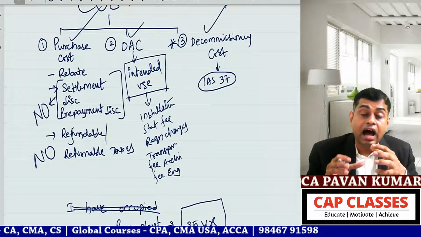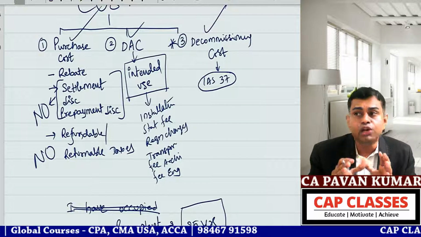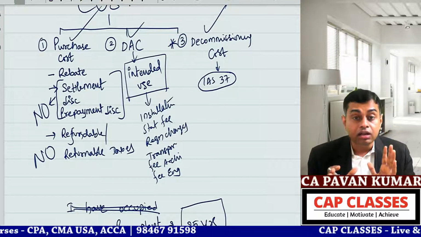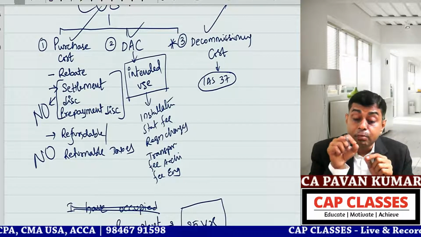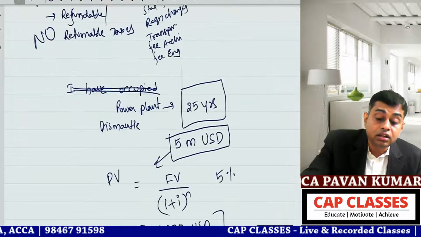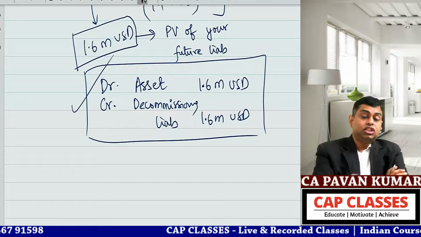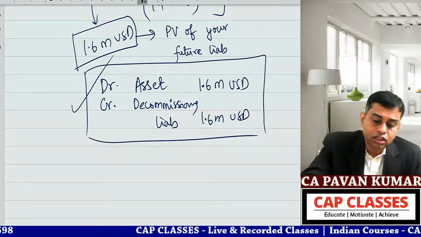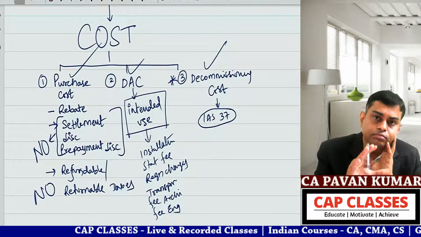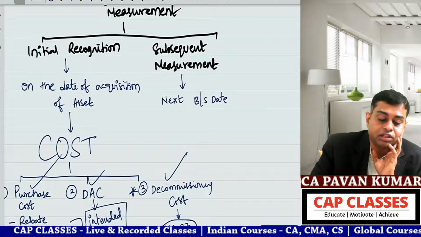Okay, why it is asset? Unless you spend that amount, you cannot use this asset today. Government will tell you, if you are constructing power plant here, you have to remove this condition. Otherwise, I cannot start power plant. So that $1.6 million is an asset. But after a few years, I know that I have to spend that money. So it is a liability. So you will pass this journal entry: asset account debit, liability account credit. So this is the third component of cost. So cost includes 3 items. This is initial recognition: purchase cost, directly attributable cost, decommissioning cost. This is on day 1, initial recognition. Only cost.